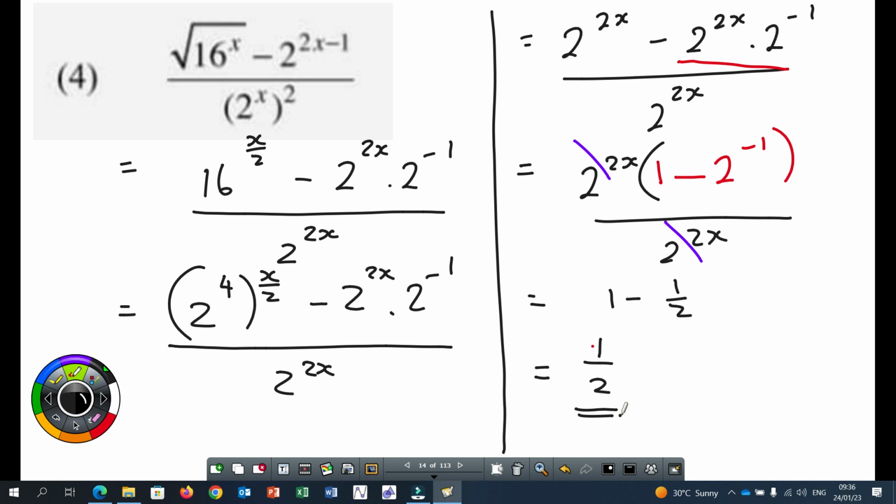And then, sir, if we're going to take out a common factor, which is 2 to the power of 2x, you know? Please feel free to ask. Feel free to ask. What's your question?